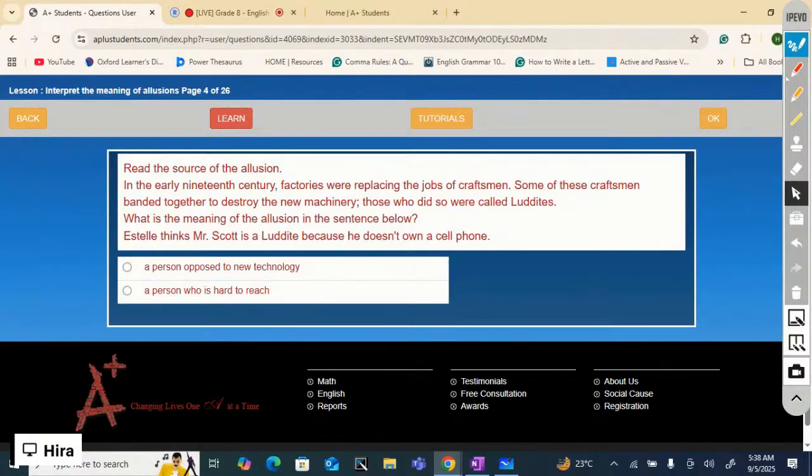Okay, if you read the source of the allusion, you can easily understand that Mr. Scott is a Luddite, meaning he was a person opposed to new technology.